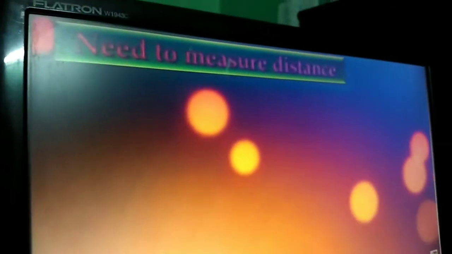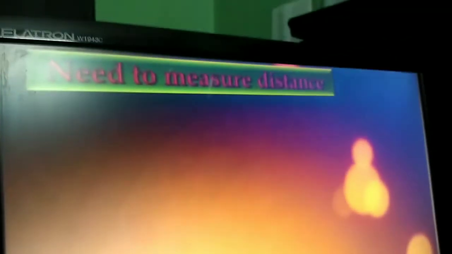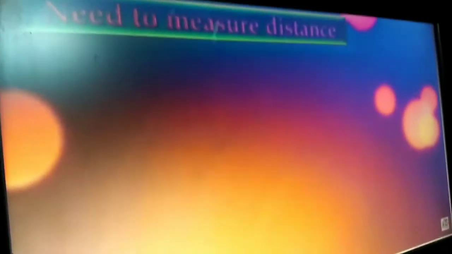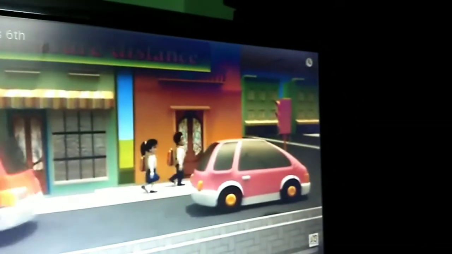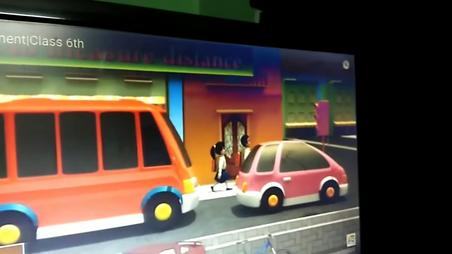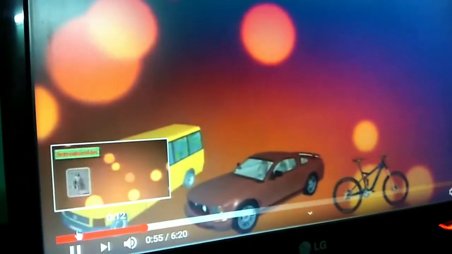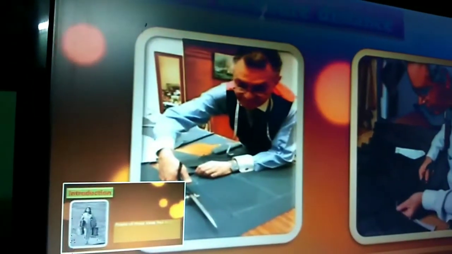We need to measure distance for several reasons. Let us learn about it. Depending on how far your school is from your home, you may be traveling there on foot or using a bicycle, car or bus. In this case, knowing the distance between your home and school helps you in choosing an appropriate mode of transport. Measurement of length is equally important.